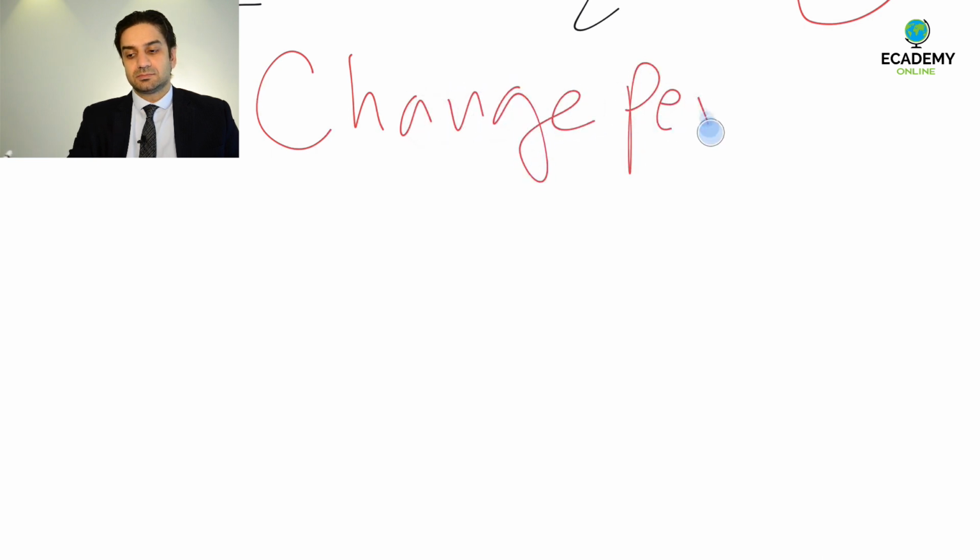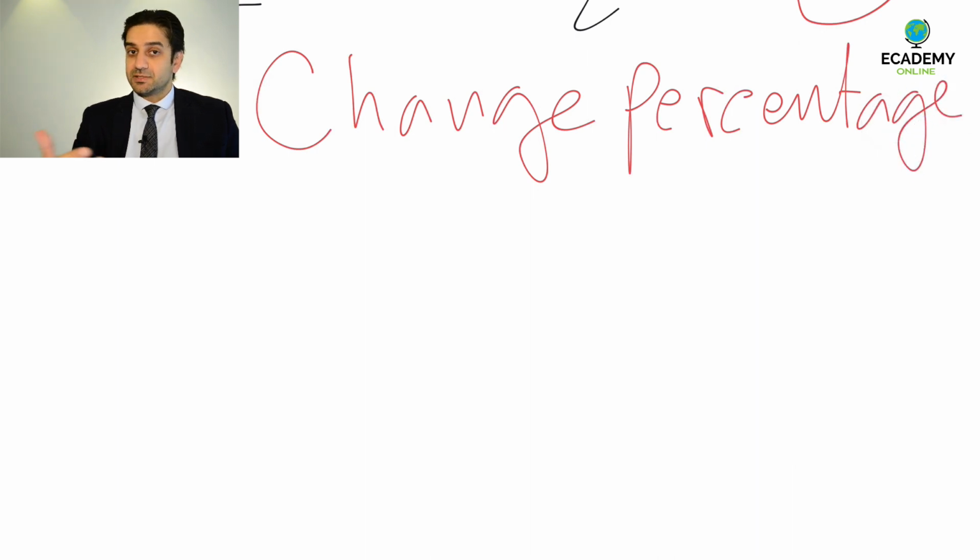When we move on, we can also use percentages to study change. And this is change percentage. This will identify if something has increased or decreased. In change percentage, for example, we have something that changed from 10 to, let's say, 12. And we want to identify what is the actual change in this case.